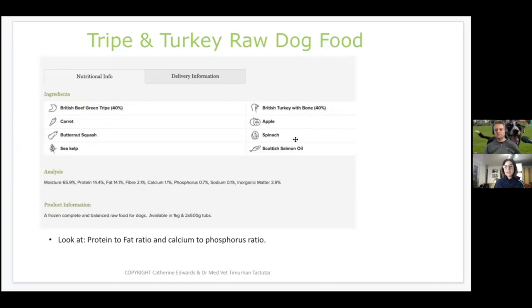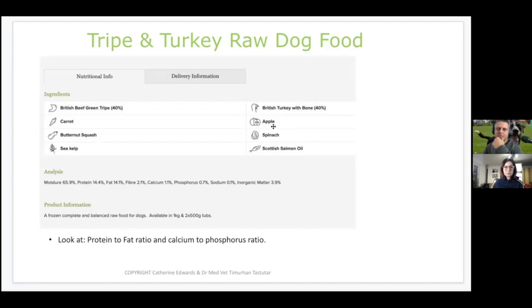And anyone who's familiar with the Dirty Dozen list in terms of some of the most contaminated foods on the planet, salmon is right there at the top because farmed salmon is highly, highly toxic. So I would much prefer to see them not have the salmon oil in there.